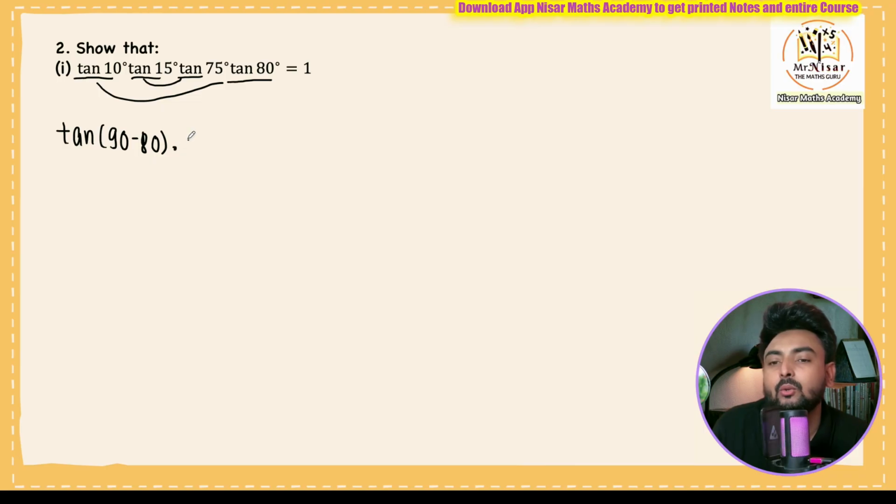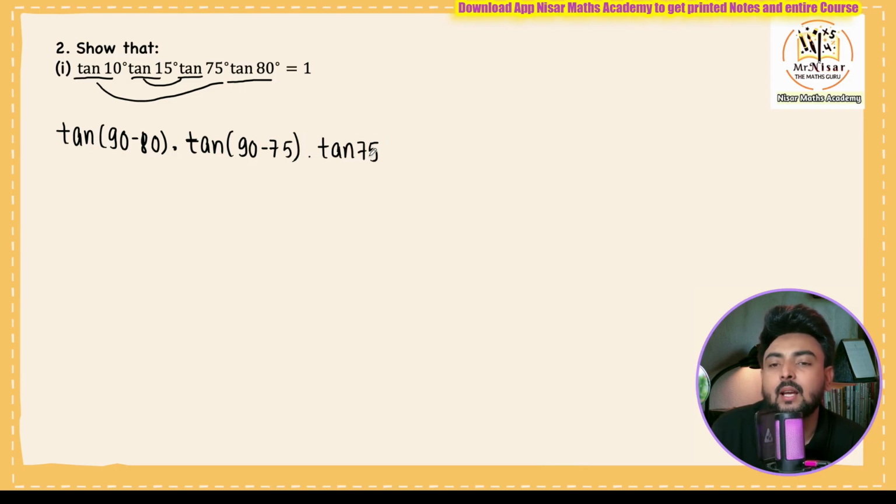Into tan 15 I'll convert. Can I say that tan 15 is nothing but, 15 degrees I can write in terms of 90 as 90 minus how much becomes 15? So 90 minus 75 becomes 15. And here tan 75 I'll write as it is. And here I'll write tan 80. The remaining I have written as it is.